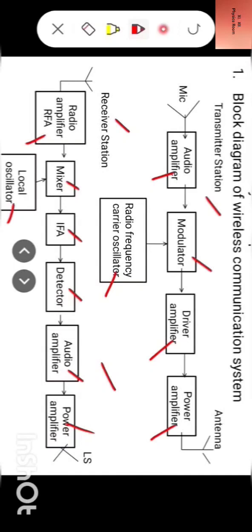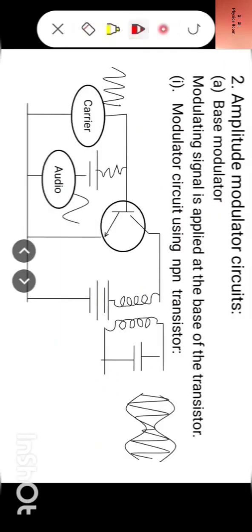Now, amplifiers and oscillators we have studied in the chapter of semiconductor and electronic devices. Here we are going to study about modulator and a detector. Here we are going to study about modulator circuits. Second, amplitude modulator circuits. Two types of modulator we have here. One is base modulator and the other is collector modulator.